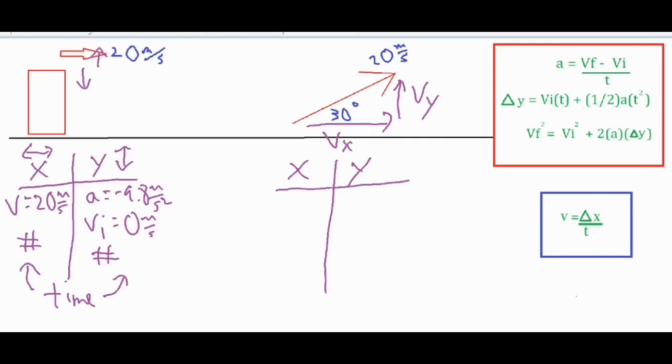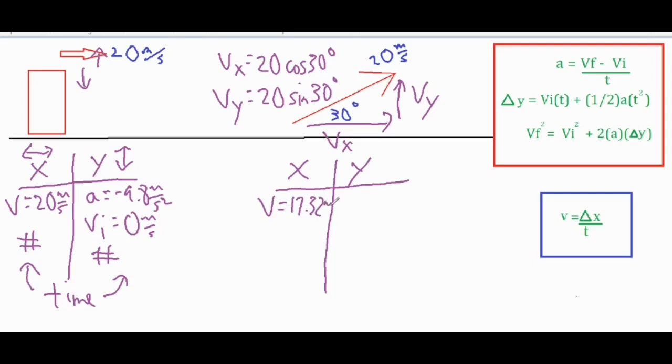So for the x component, we are going to do Vx equals 20 times the cosine of the angle. And then for the y component, you would take 20 times the sine of the angle so that you get this opposite end over here. After you do that, you're going to get your Vx and your Vy over here. You don't really have to call it Vx because I'm putting it in the x column, but this would be 17.32 meters per second.